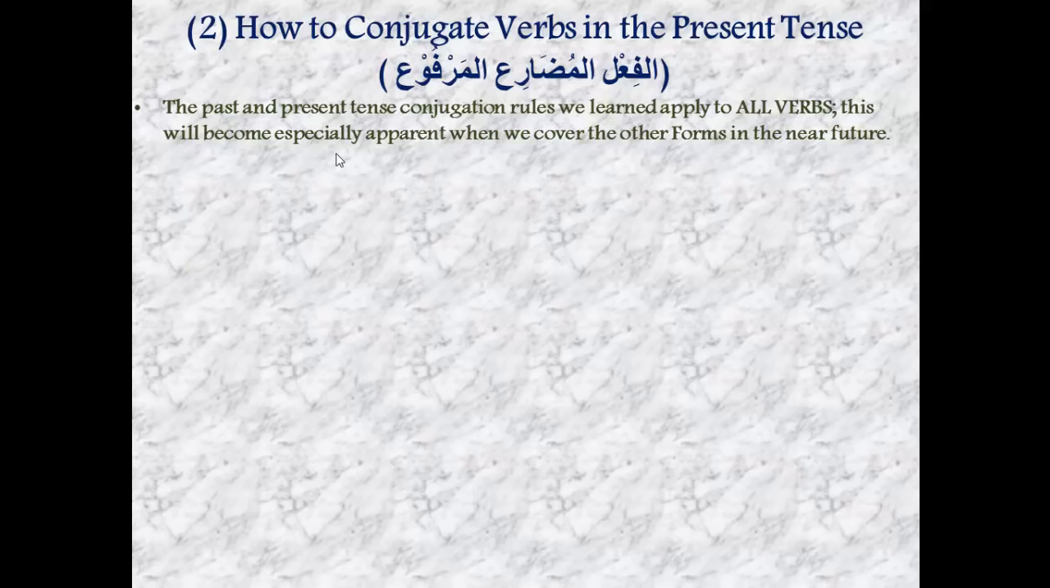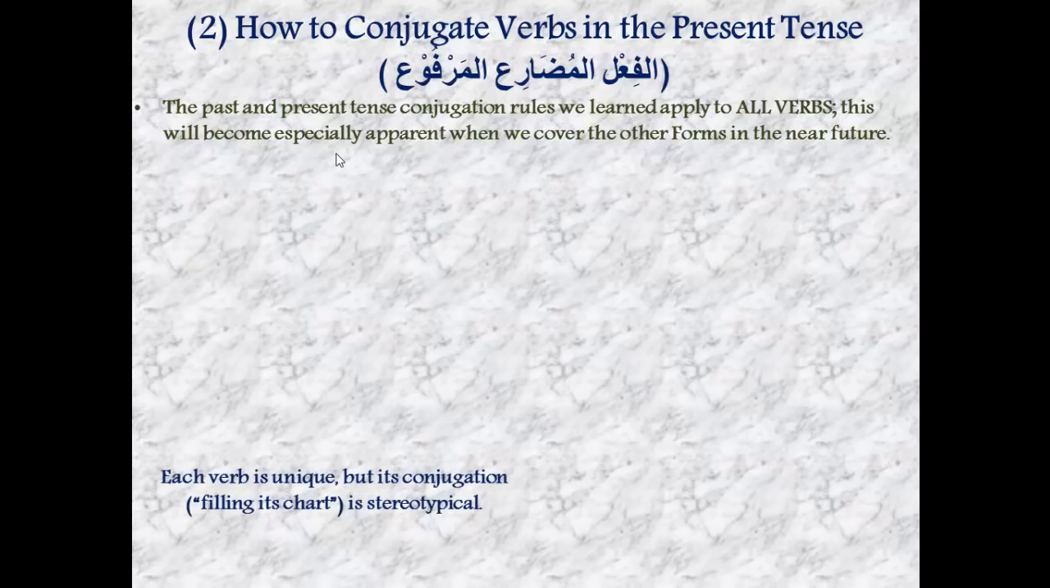The past and present tense conjugation rules that we learned apply to all verbs. So these are general trends and patterns that apply to all verbs in Arabic. This will become especially apparent when we cover the other verb forms in the near future. So even though I taught you these rules using the Form 1 verb, fa'ala yaf'alu, remember, and this is the point I have been stressing over and over again, these rules apply to all verbs. Once you've memorized them, you've essentially unlocked conjugation for an infinite number of Arabic verbs that you will ever encounter in your life.